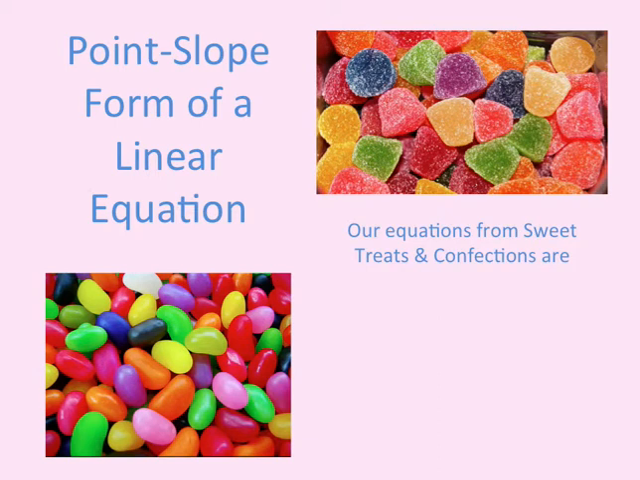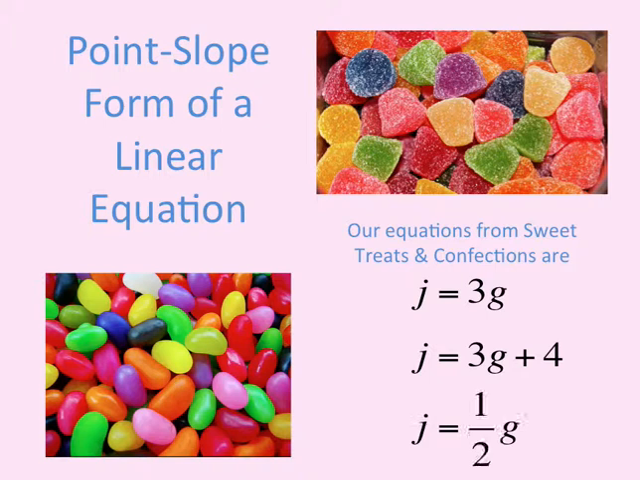Today we'll talk about point-slope form of a linear equation. Let's just recall that our equations from the sweet treats and confections candy stores are j equals 3 times g, j equals 3 times g plus 4, and j equals 1/2 g.